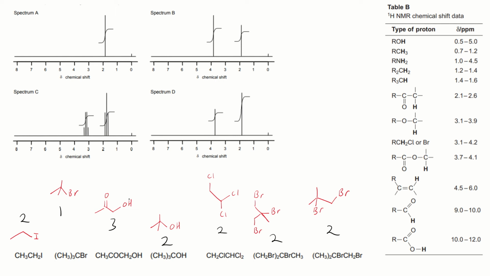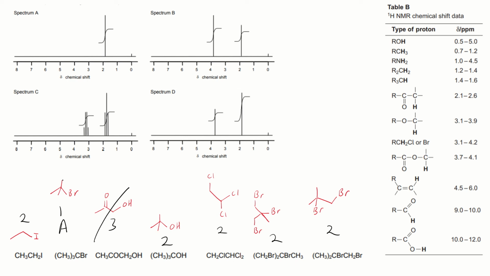We've got 4, and this one's got 3, none with 3 peaks there, so I can instantly rule that out, I don't need to bother with it. And we've only got one of the molecules here that's got 1 peak. So we know this is going to be spectra A, nice and easy.